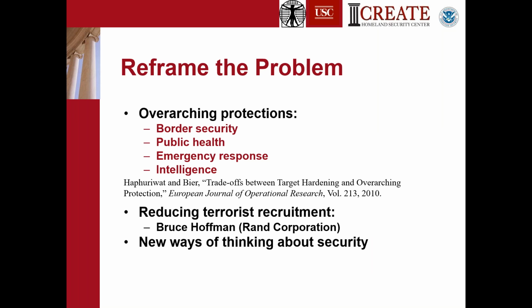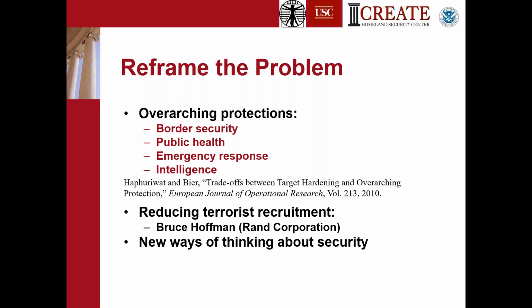So if target protection is hopeless when dealing with really large numbers of targets, this says that maybe we should be investing more in overarching protections that don't require us to guess right about which targets the attacker is interested in. Examples of those kinds of overarching protections are things like border security, public health, emergency response, intelligence services, etc. Bruce Hoffman of the RAND Corporation has also talked about the importance of reducing terrorist recruitment.